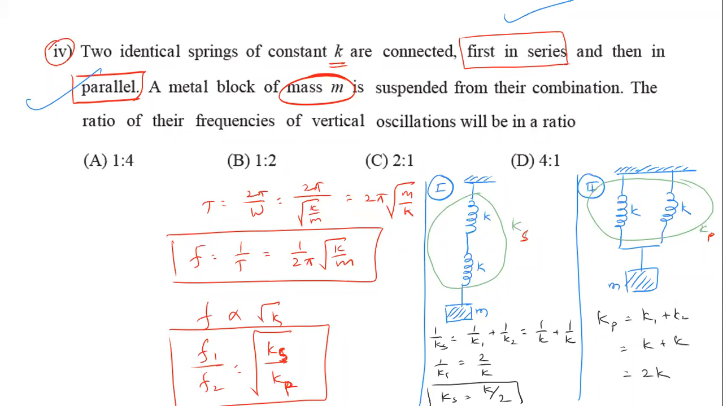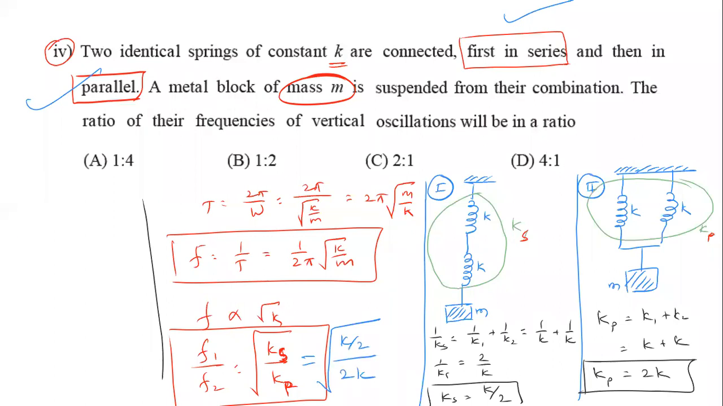So we get this force constant is 2K. Now we substitute these values in a formula and we try to simplify it. So under root, Ks is K by 2 and here it is 2K.